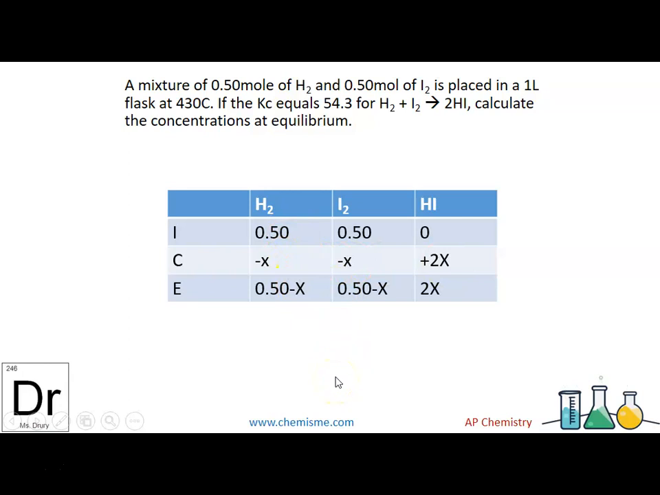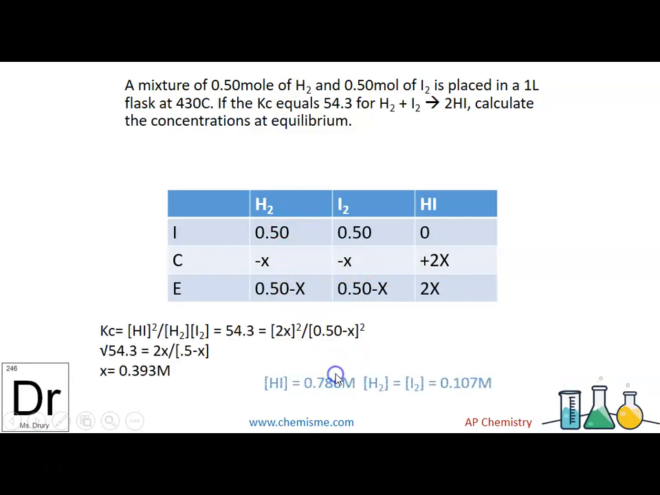Next, I'll plug those into my K expression, which is, oh, that came up early by accident. Products, which is HI, squared, because there's 2 of them, divided by H2 times I2. The Kc was given at 54.3, so I just plug my numbers in. HI is 2x, remember the square, and each H2 and I2 are both 0.5 minus x. A key thing is, since they're the same, I can write that as a square.